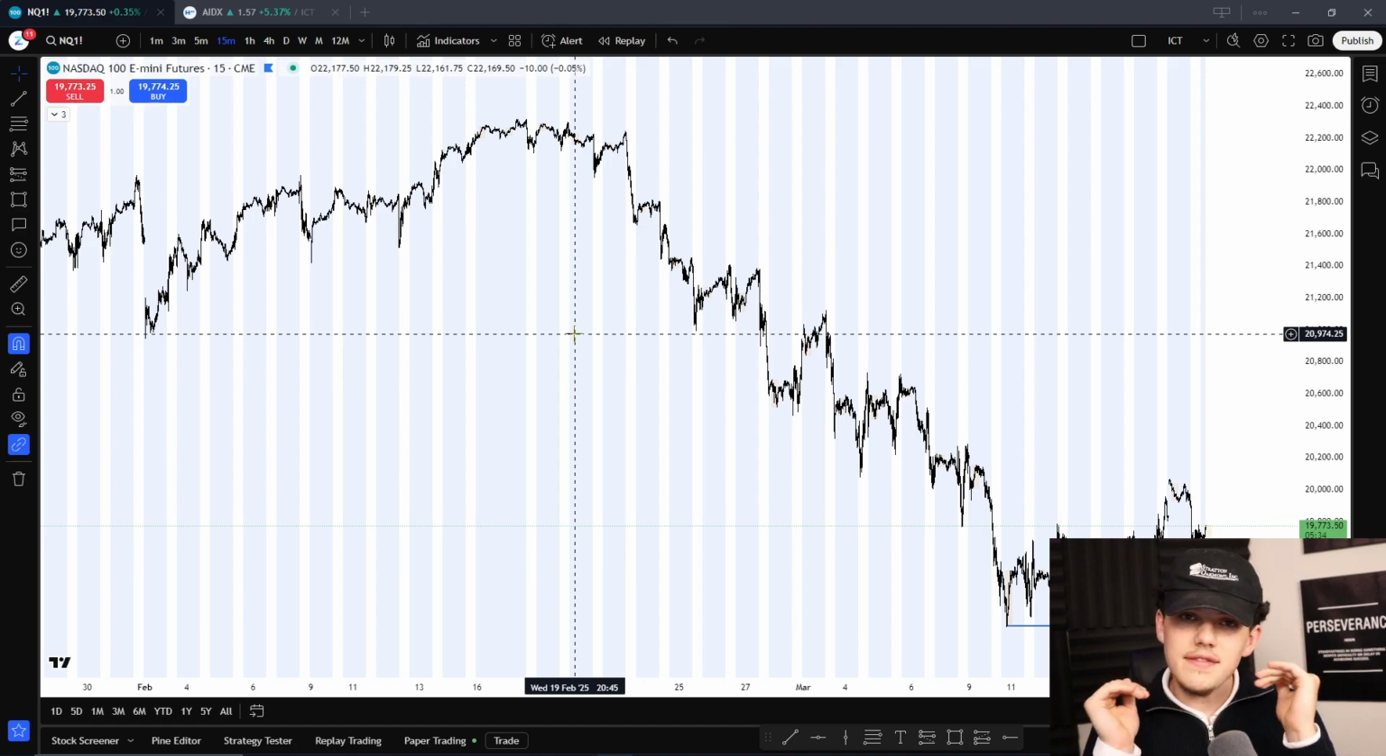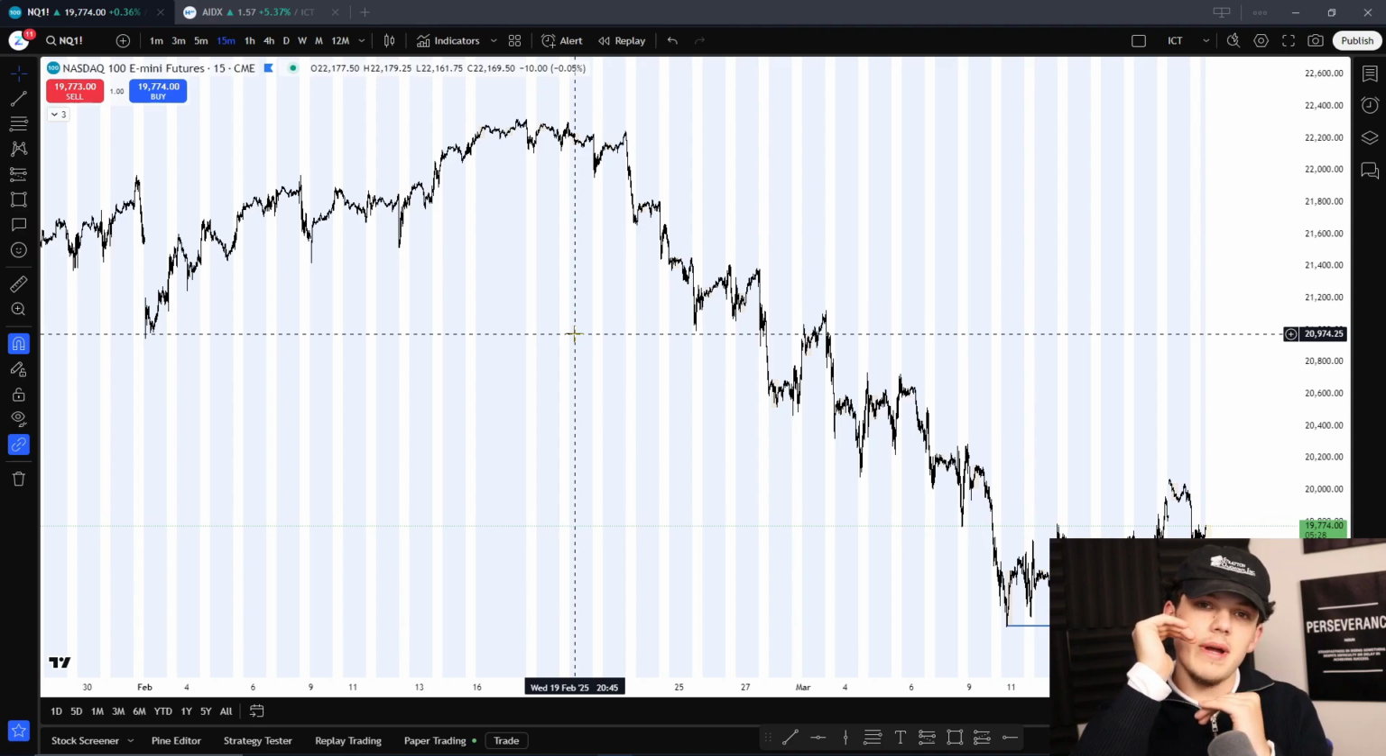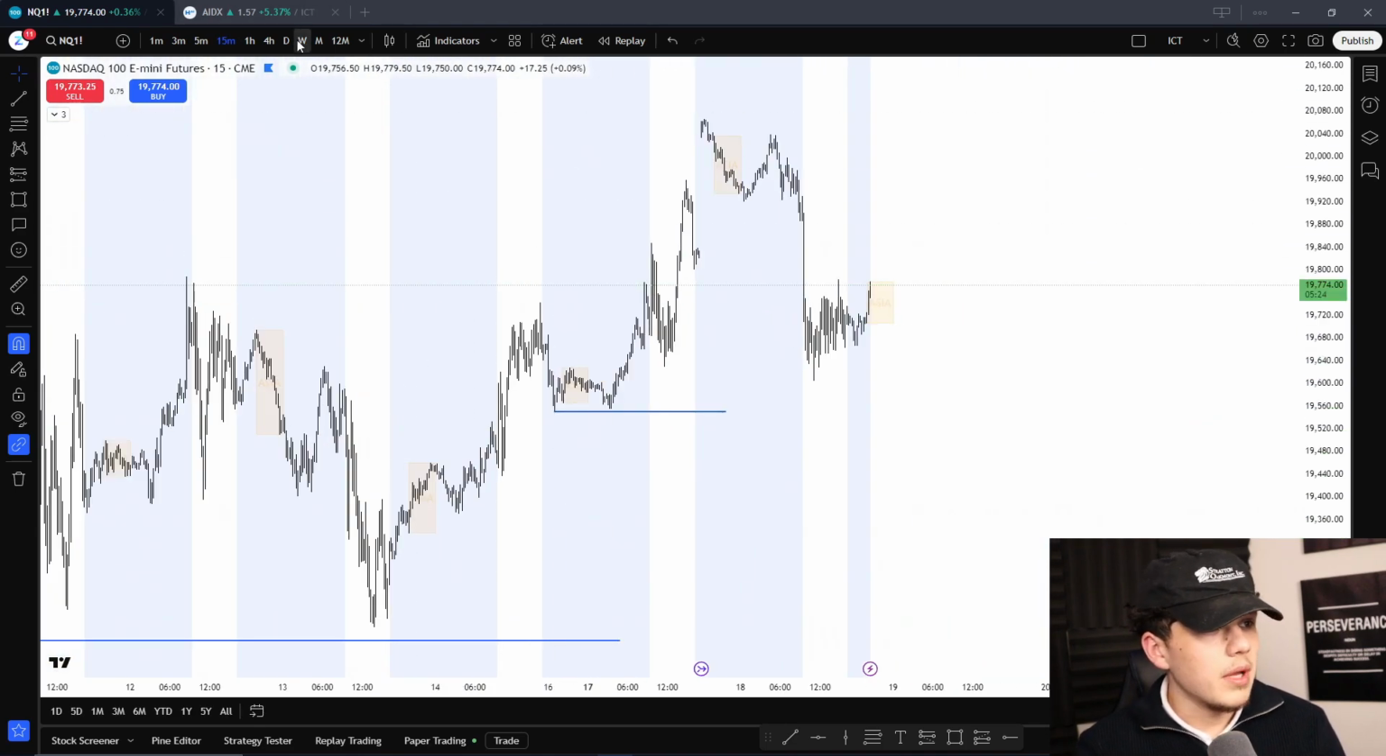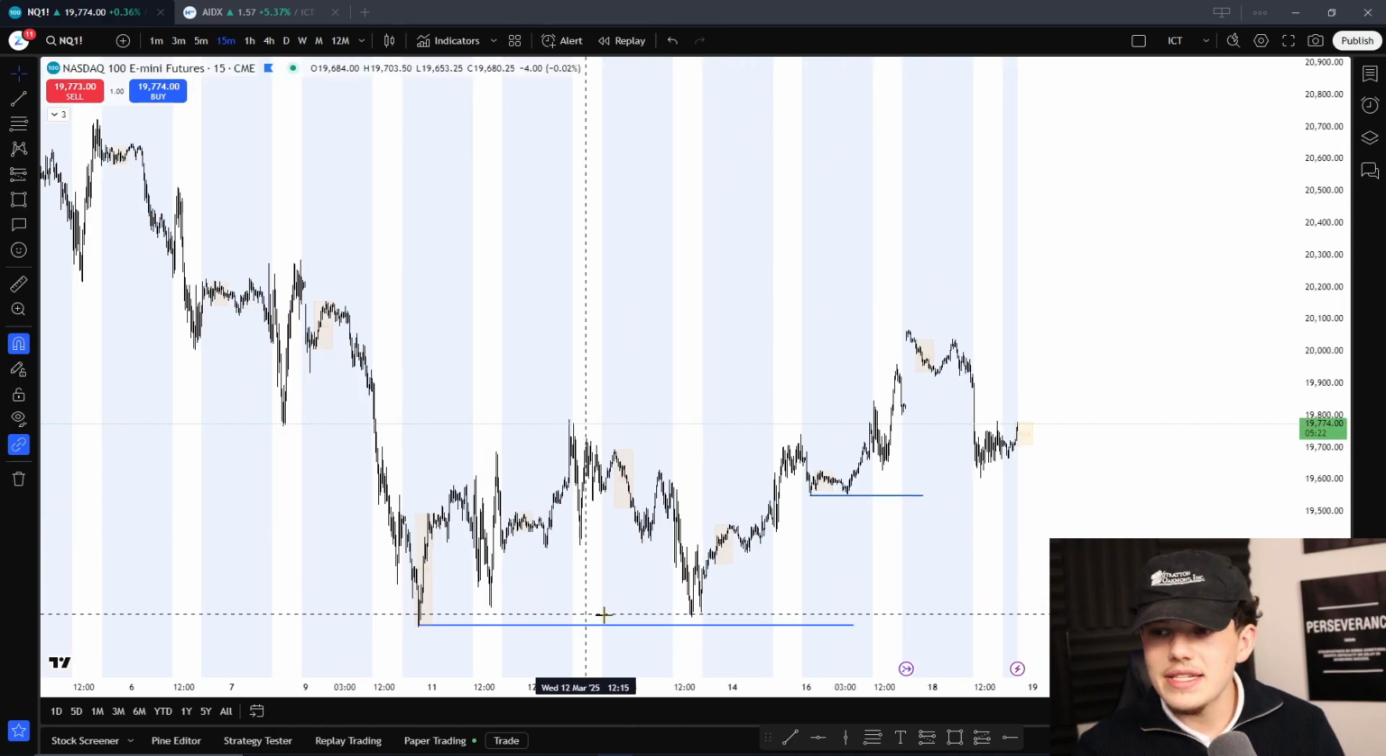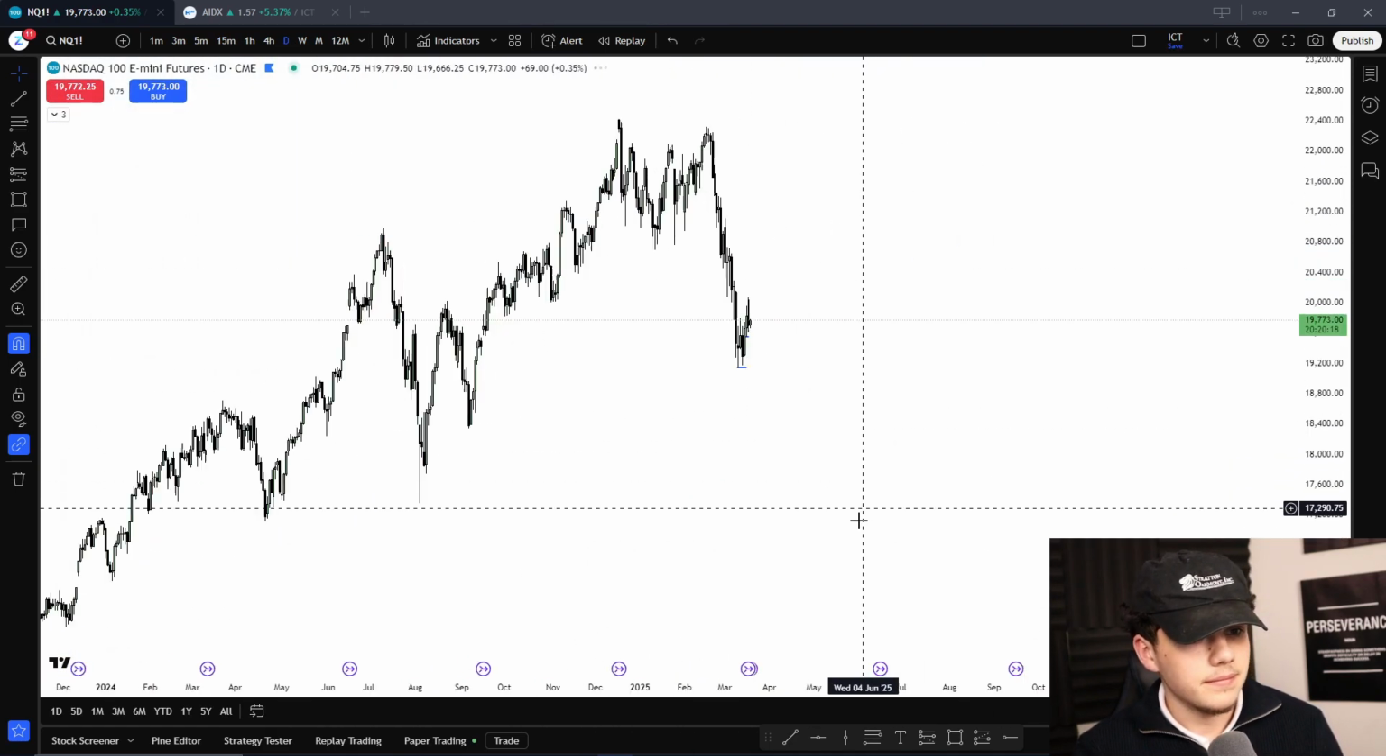So if you see relative equal highs or lows on the lower time frame, remember what your target is. Then if this matches your target, then you can look for something targeting those. But let's go to the daily chart and figure out why these relative equal lows were left open.